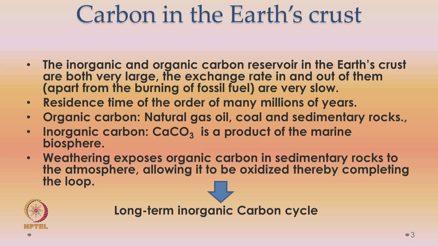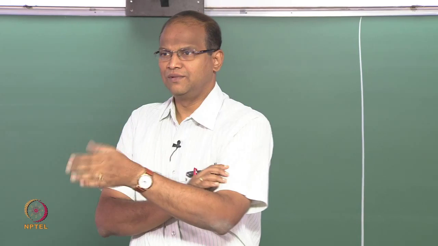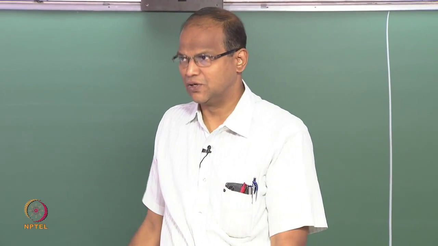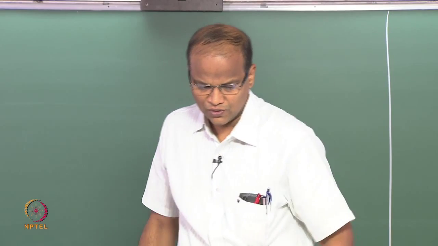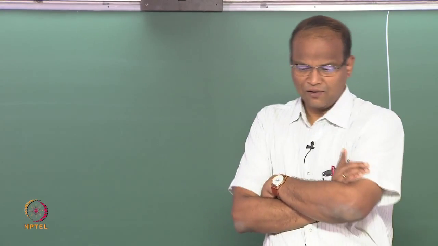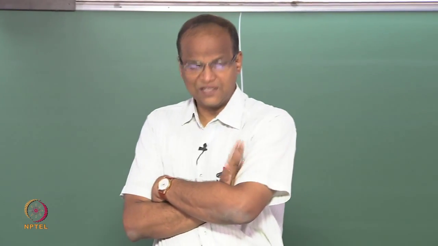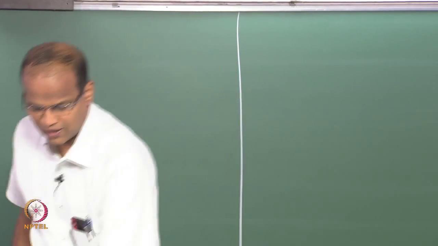So this we have already seen to some extent in the earlier class. This is called the long term inorganic carbon cycle: calcium carbonate plus carbonic acid and then silicon dioxide, all these reactions we saw in the last class, okay. So this weathering and oxidation of organic carbon in the sedimentary rocks is basically a part of the long term carbon cycle.